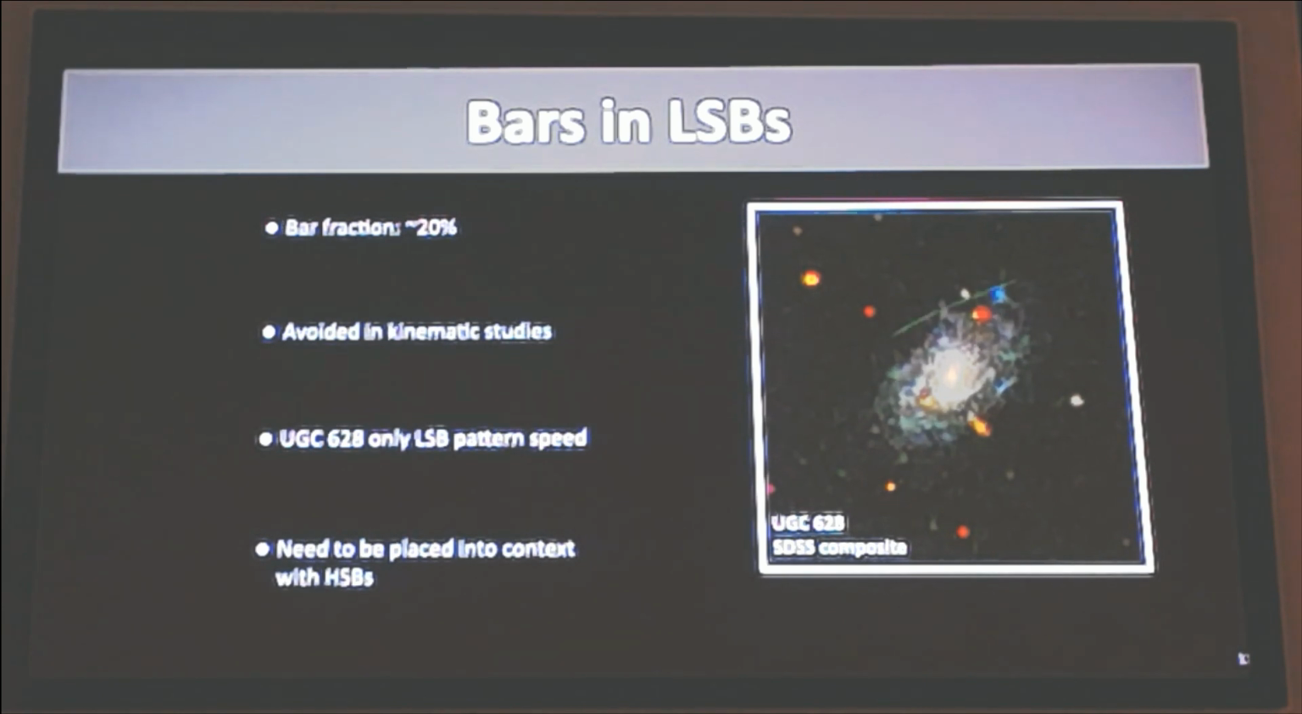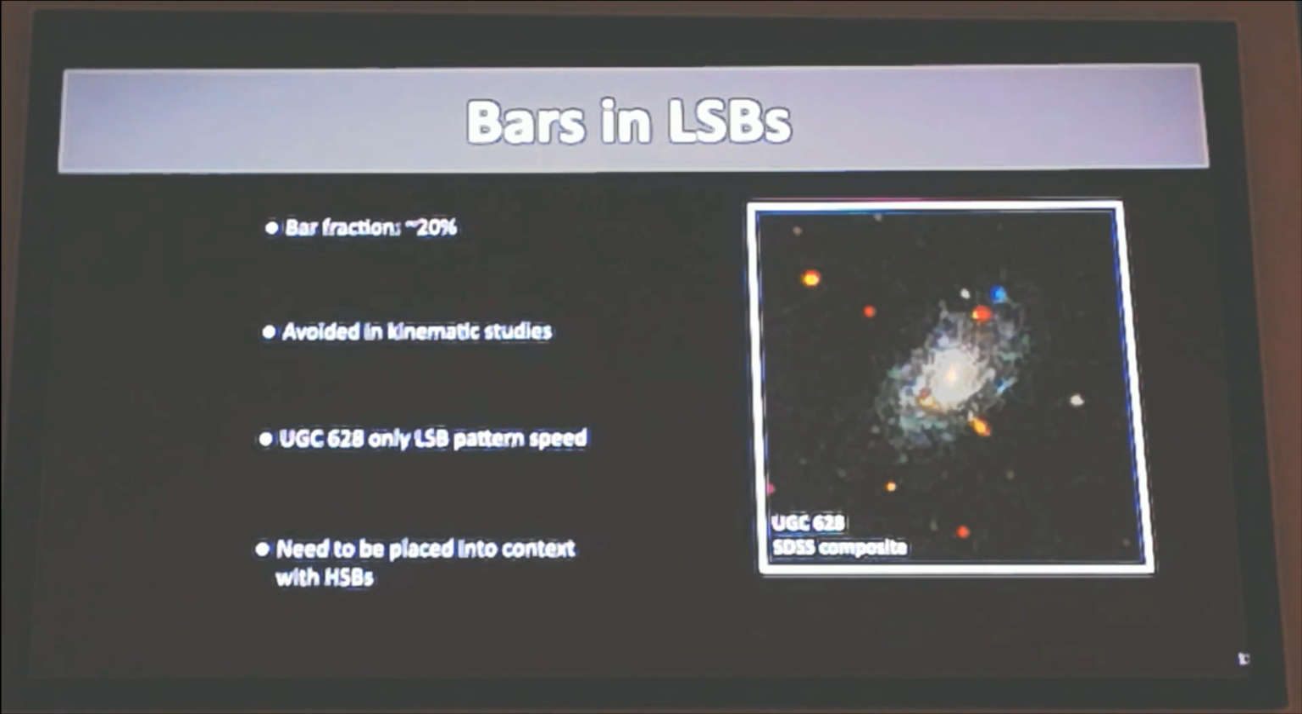This is UGC 628, which is a barred LSB. You can see the bar there and the spiral arms coming off. This is again a 3-color Sloan image. This galaxy here is the only LSB that has a pattern speed measurement. Remember, that's that dynamical property that's important. Things like length and strength are sort of measured for LSBs, but there's only one pattern speed measurement. So in a sense, these sort of galaxies are asking to be placed into context with HSBs.